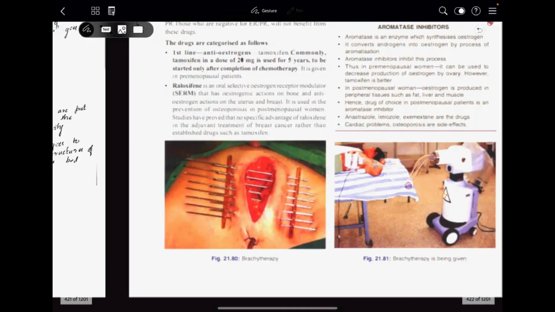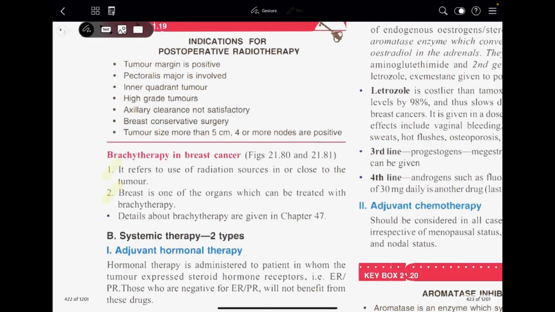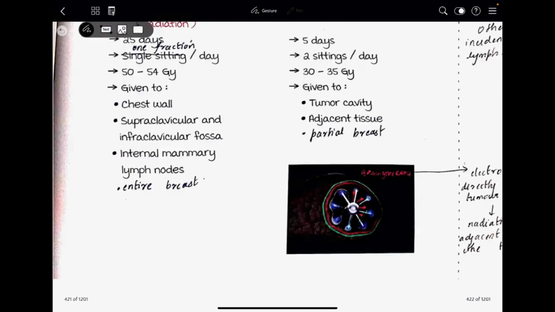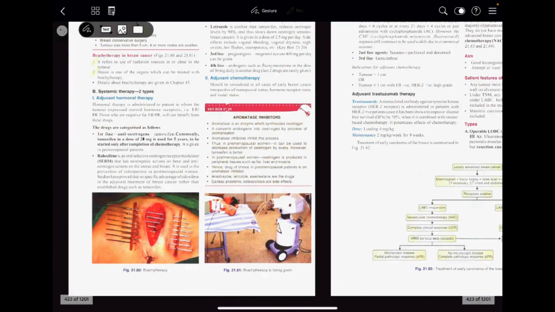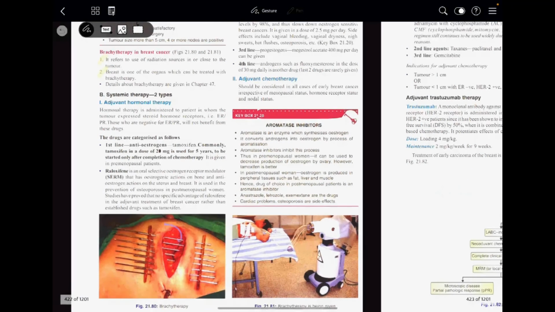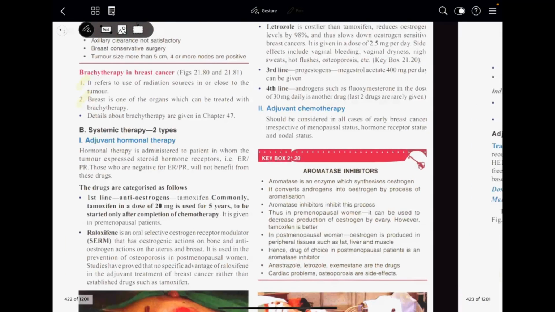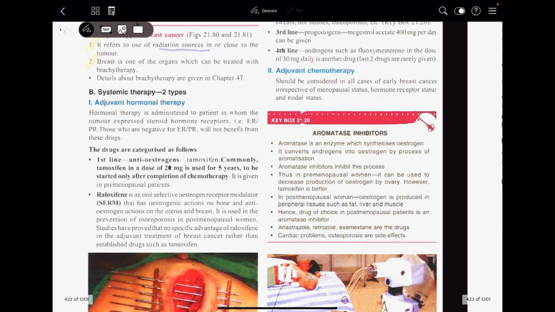Now, the last topic for today is brachytherapy. Brachytherapy in breast cancer. This is the picture. As you can see, brachytherapy is nothing but radiation, but extremely close to the tumor, so much so that it is inside the tumor cavity itself. See, it is inside the tumor cavity. Looks very painful. Use of radiation sources in and close to the tumor. Breast is one of the organs which can be treated with brachytherapy.